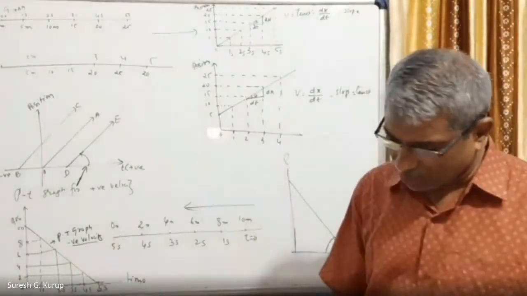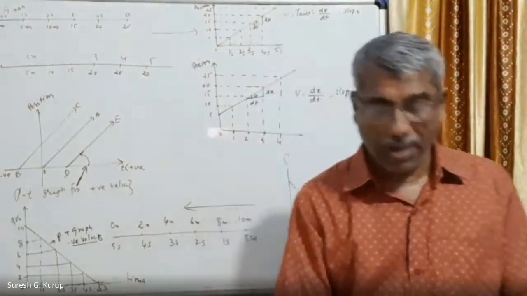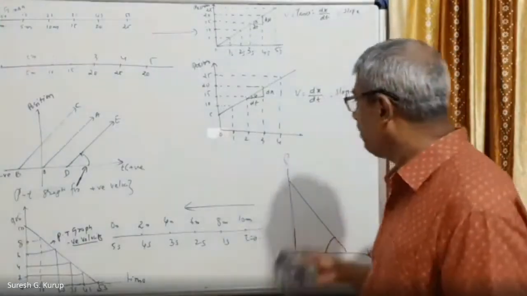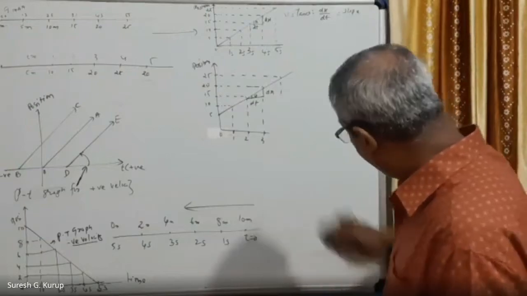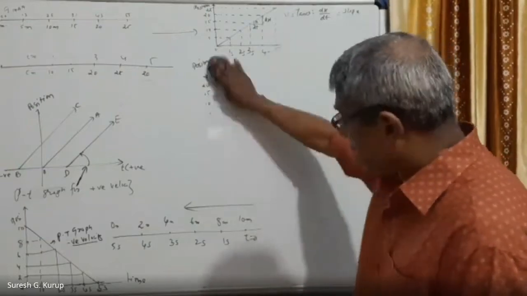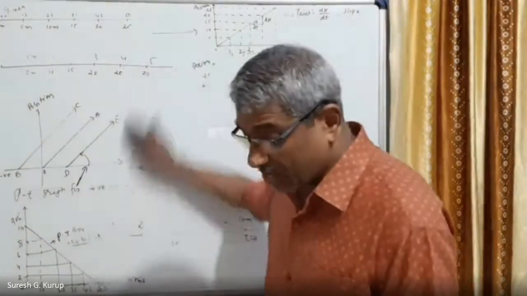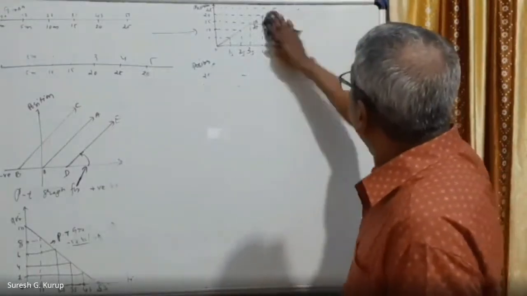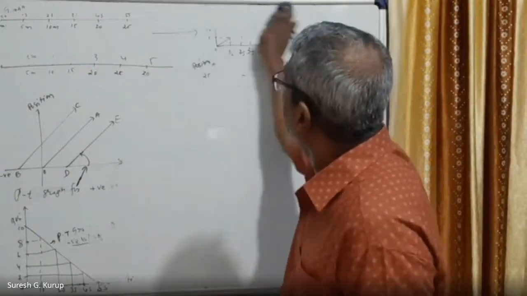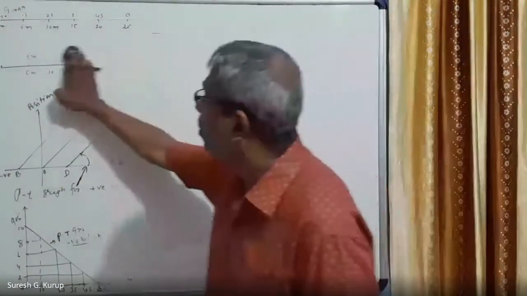So this is about the slope of the position-time graph of a body which is moving with uniform velocity or uniform speed. Next we are coming to relative velocity. What is relative velocity? Velocity of one body with respect to another body is called relative velocity. Suppose two bodies are moving with two different velocities.